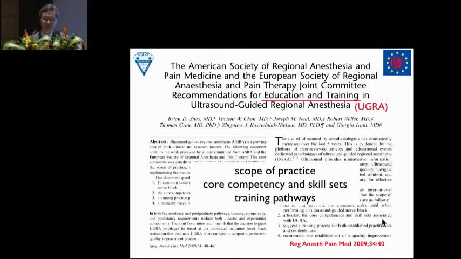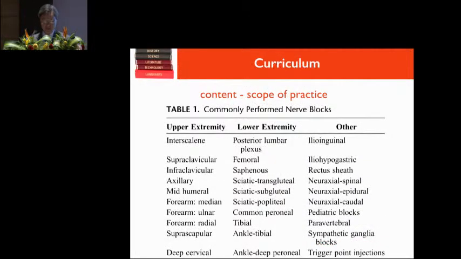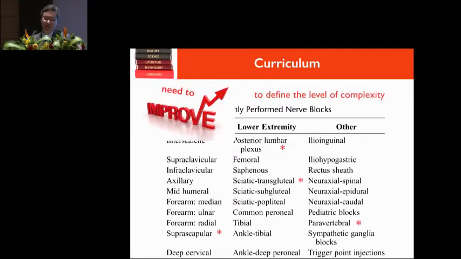I think it's time to revise it. In this document, we talk about the scope of practice, we talk about the type of blocks we do, and we just list them out. I think at this time, we should be more precise. We should divide it into different levels of complexity.